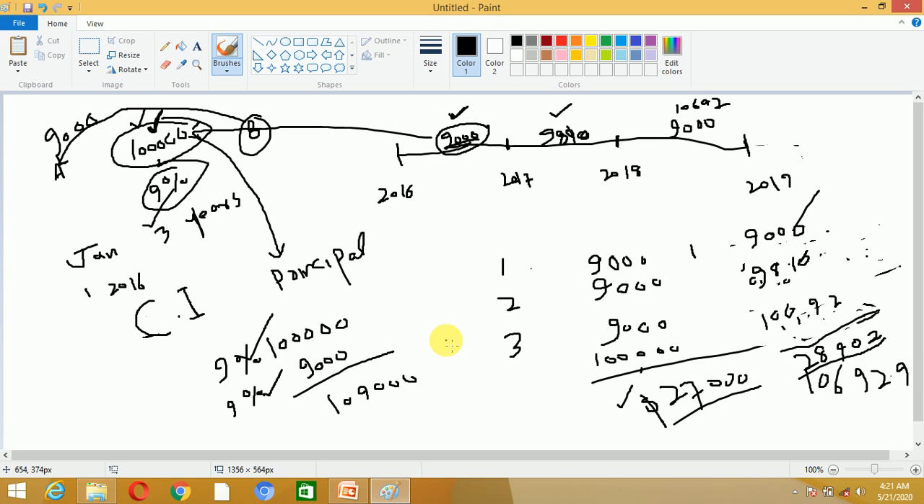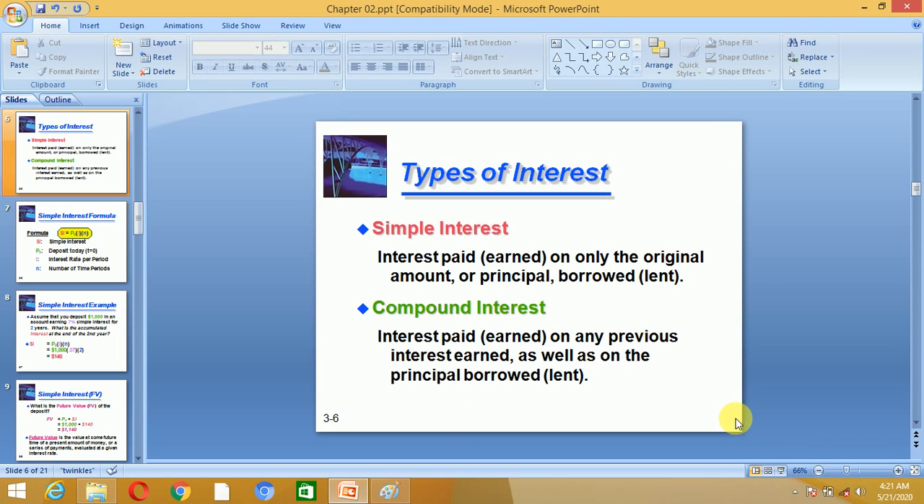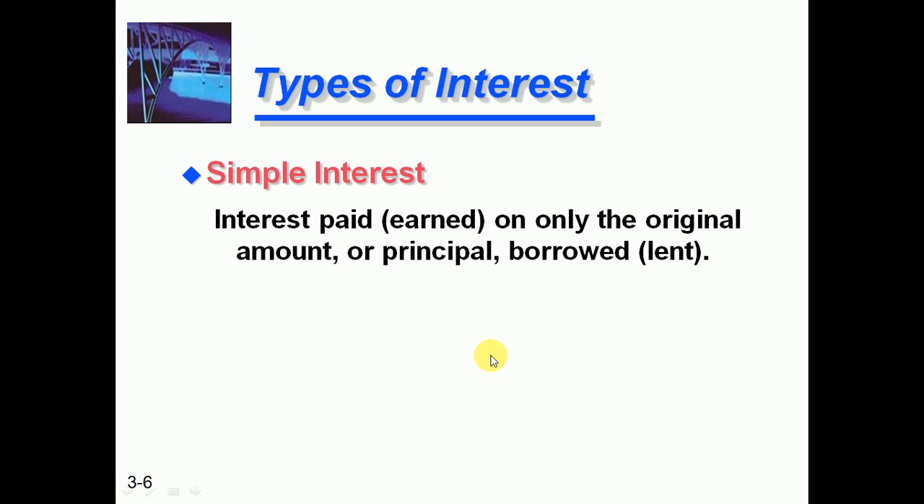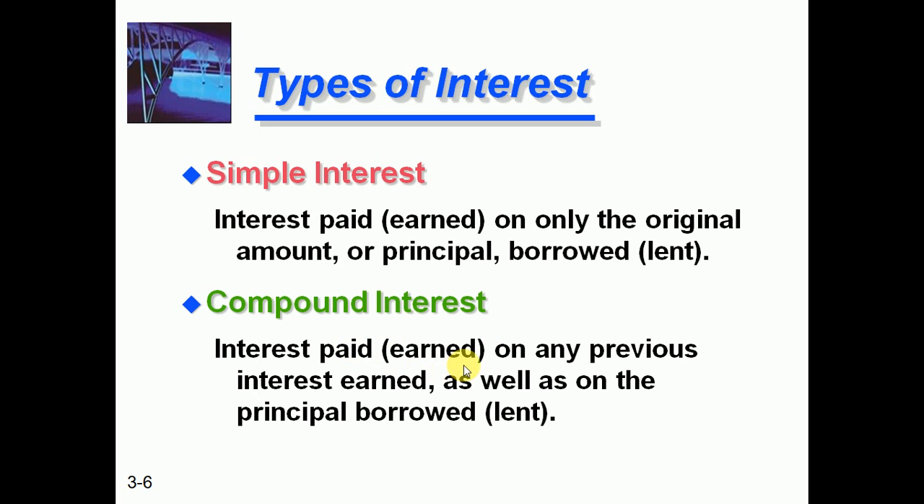So in compound interest we are receiving interest on the principal amount as well as interest on the interest that we previously earned. So see now the definition: interest paid or earned on any previous interest earned, that is, we will receive interest on the previous interest earned as well as on the principal amount.